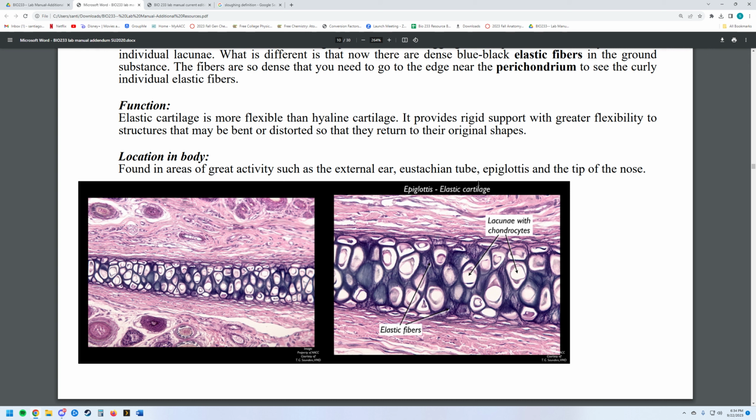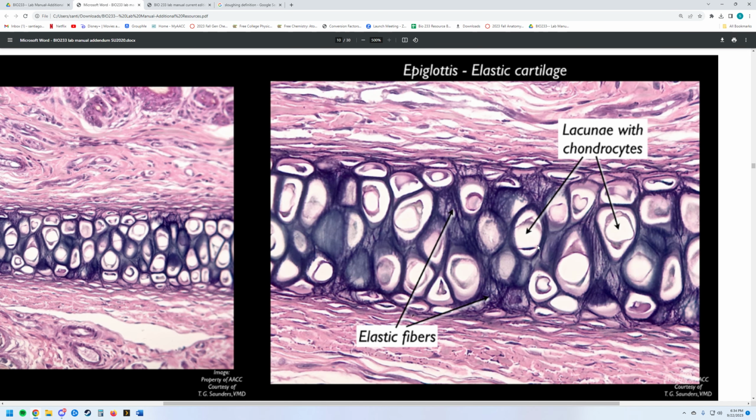Eustachian tube, epiglottis, and the tip of the nose. Lacunae with chondrocytes that just look empty. And then elastic fibers are just between. Like, what if they're red? Would there just be a dense thing, or is dense just bigger? I don't know.